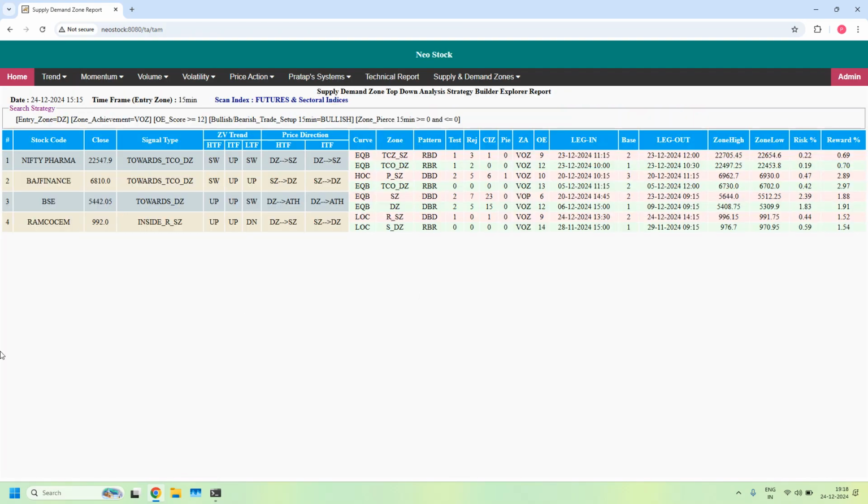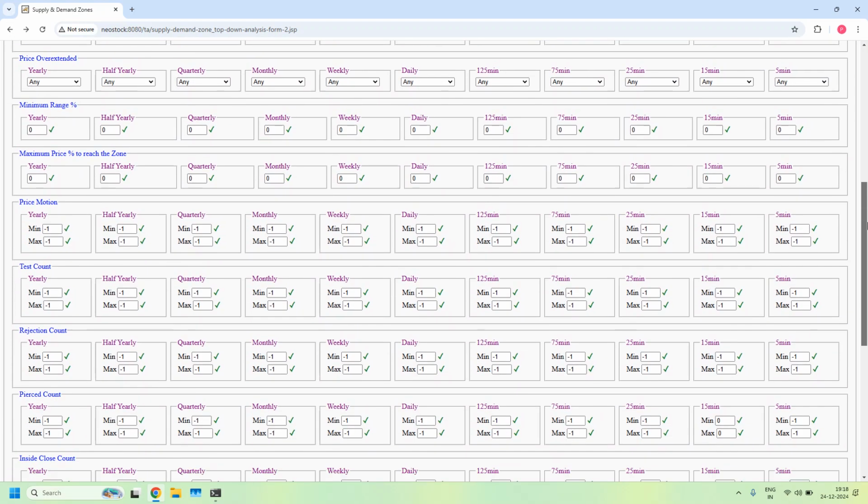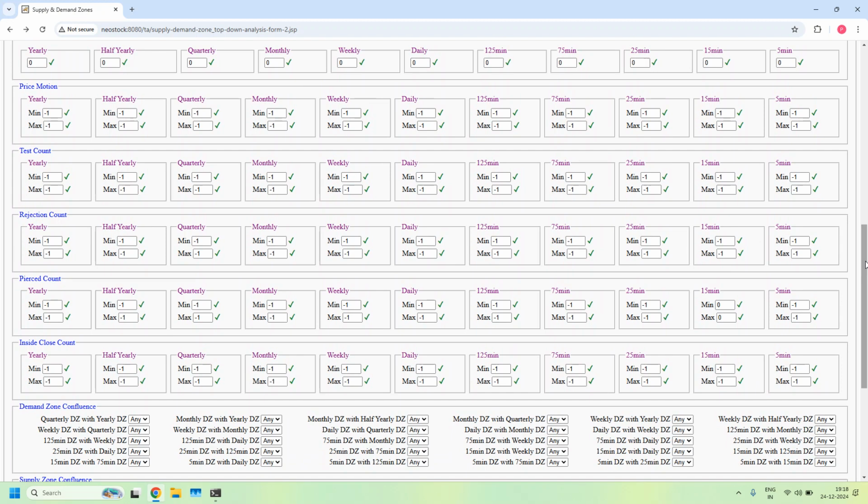Let's filter. We got 4 stocks. These 4 stocks are supporting bullish trade setup for daily income trade, and the entry zones are 15 minutes demand zones. In these 4 15 minutes demand zones, let us find high probability setup supported stocks based on zone confluence, that is the LTF and ITF demand zone confluence, that is 15 minutes and 75 minutes demand zone confluence.